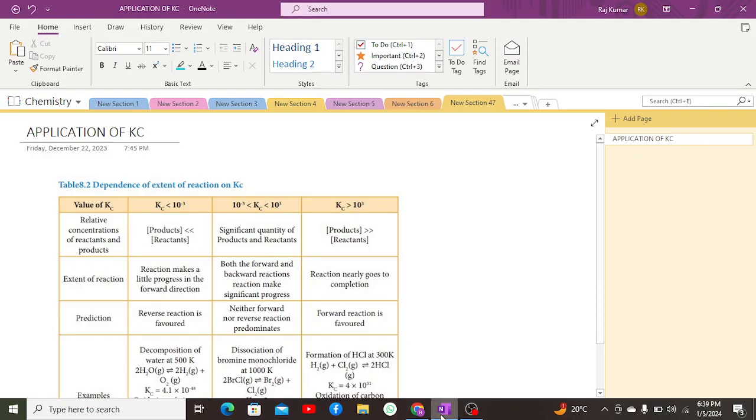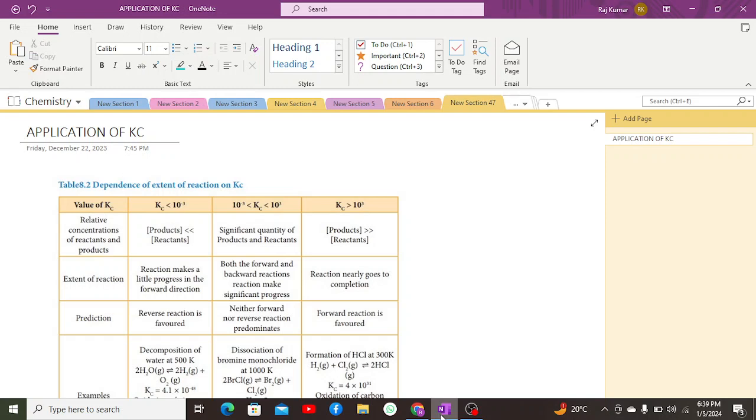So today we are going to discuss the application of Kc. Kc is the equilibrium constant which is used to determine several aspects of the reaction. It's not associated with the rate of reaction, but actually we are discussing the extent of the reaction.